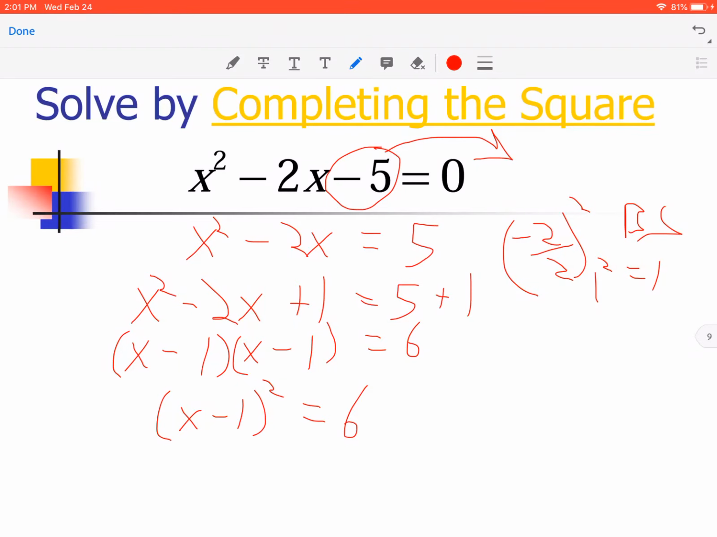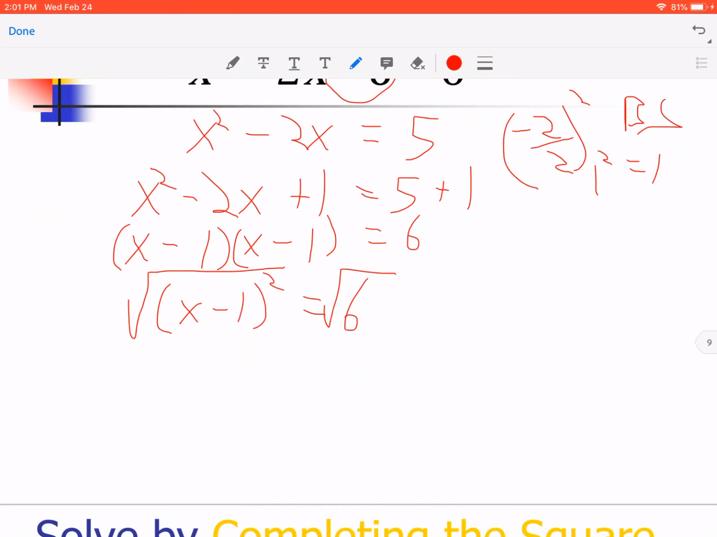How do you get rid of a square? Square root. You got to square root both sides. Now, what's different about this one? 6 is not a perfect square. So I get x minus 1 equals, remember there's two answers here, plus minus square root of 6. Now, how do you get rid of a minus 1? You add 1. The 1 does not go with the radical 6, so your final answer is 1 plus or minus the square root of 6.